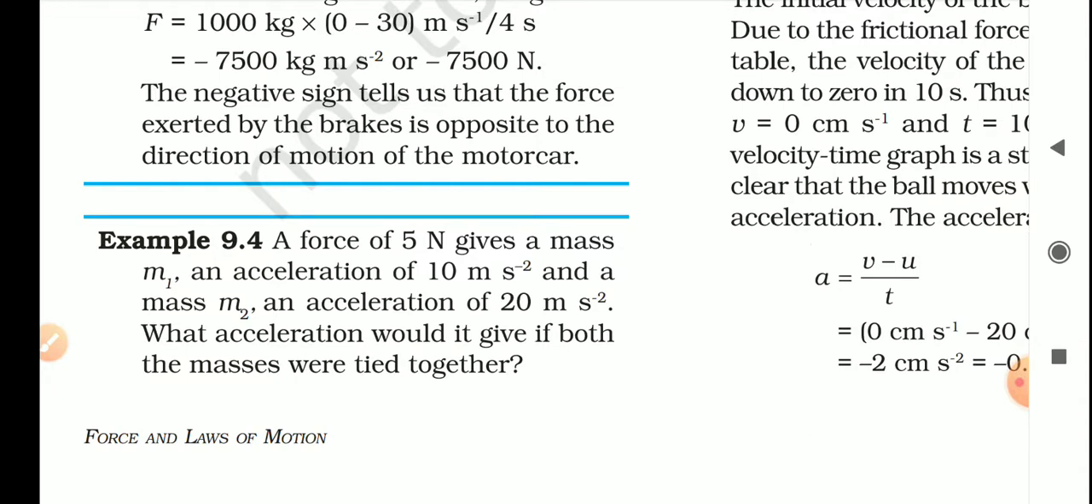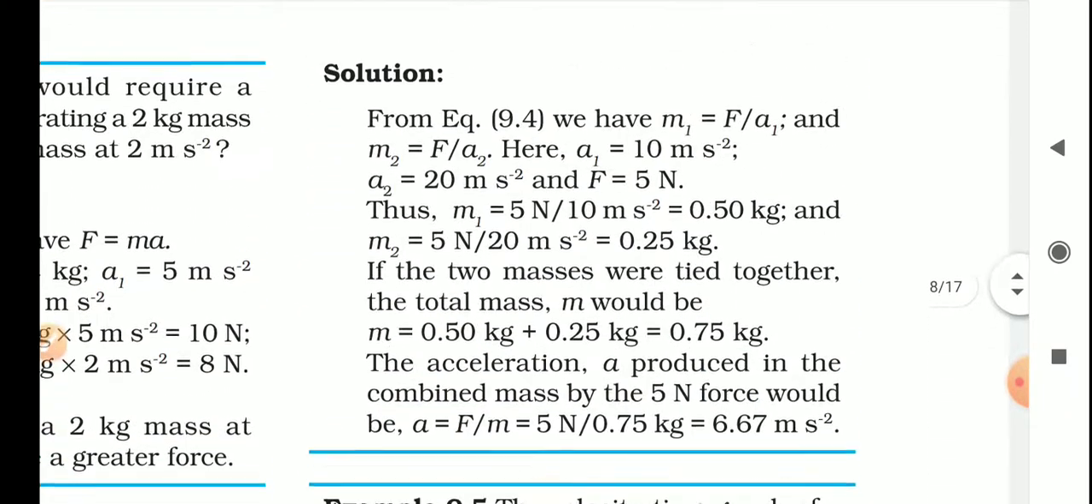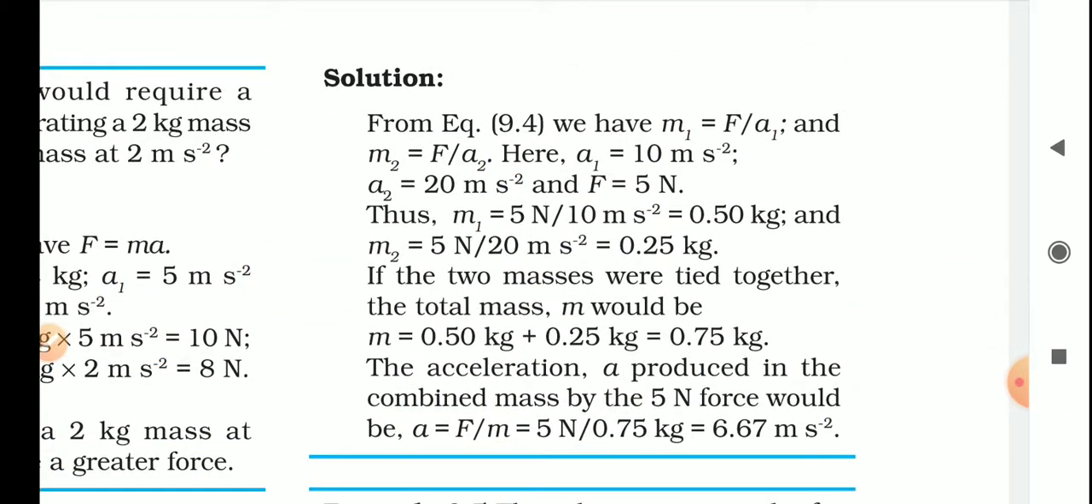So m1 and m2 are not known to us; force, a1 and a2 are known. So from force and acceleration we can find out the masses, and we can add those masses and find out the acceleration. So first write down the given data. m1 will be equal to force upon a1, and m2 will be equal to force upon a2. So a1 is 10 meter per second square, a2 is 20 meter per second square.